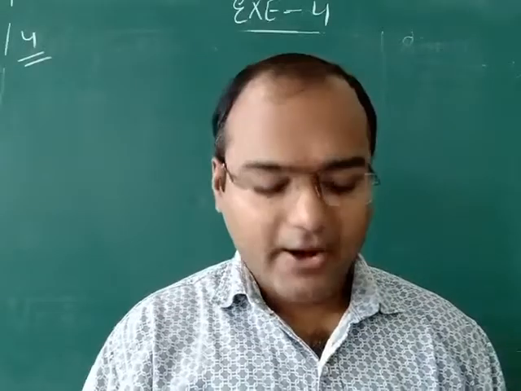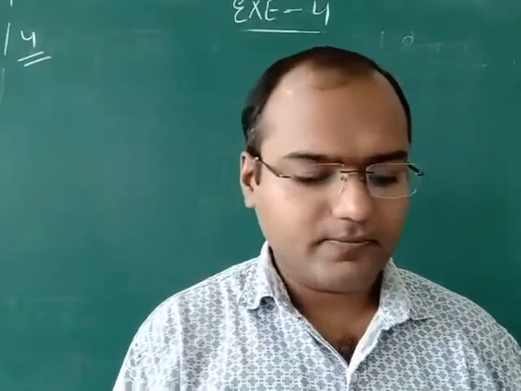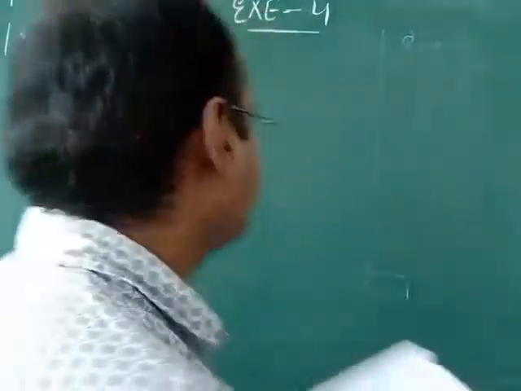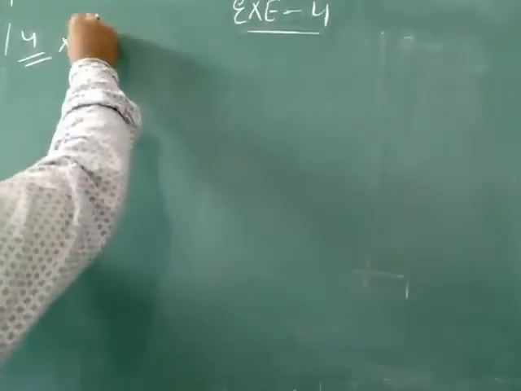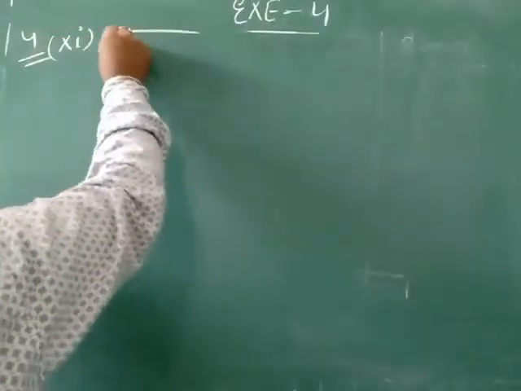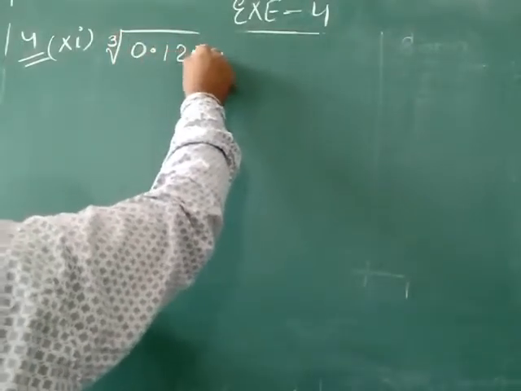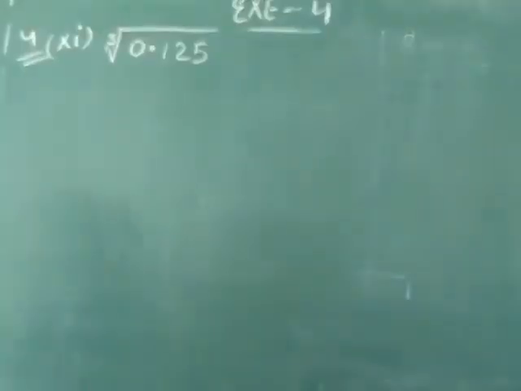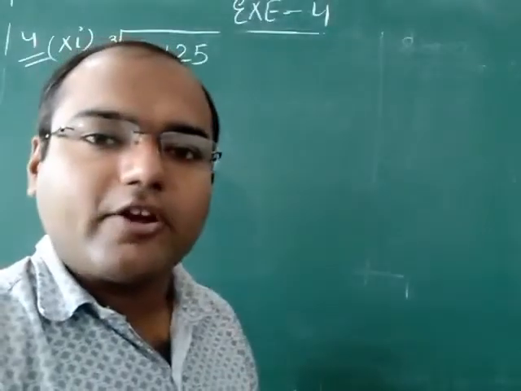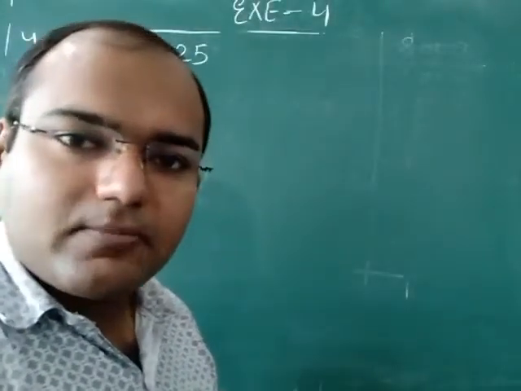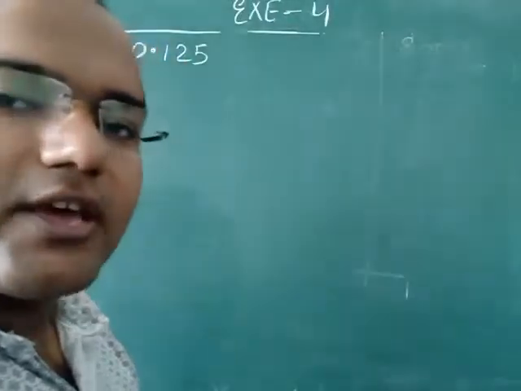Now come to part number 11, cube root of 0.125. Here a decimal is there, so in such a question what you have to do is remove the decimal and in the denominator you have to take zeros.